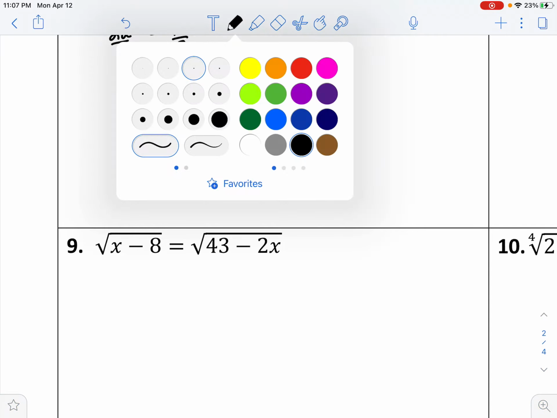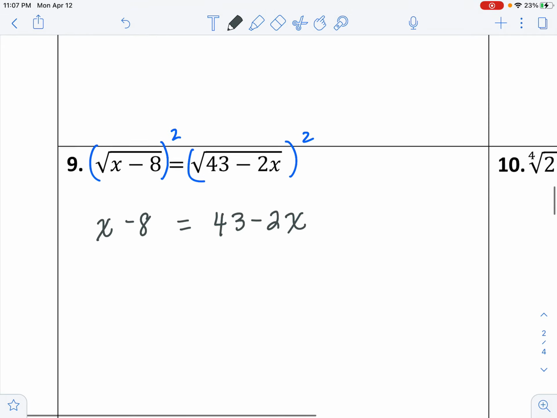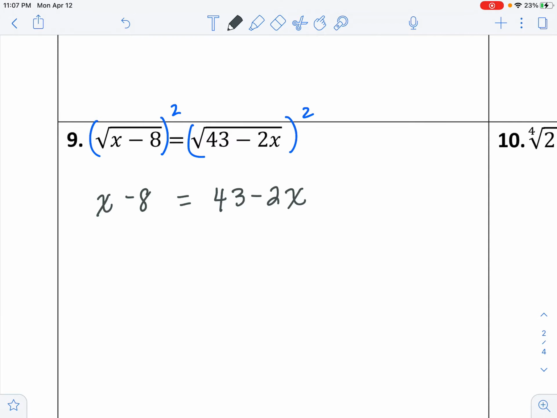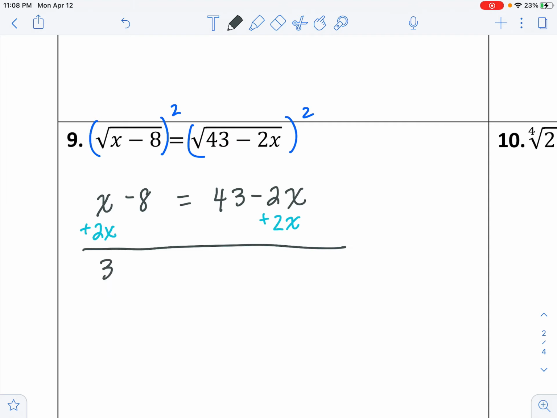So in number 9, we're going to raise both sides of our equation to the second power. The squaring and the square rooting undo each other. So we would just have on the left-hand side x minus 8, and on the right-hand side, 43 minus 2x. Then you want to get your variables on one side and your numbers on the other side. So I'm going to add 2x to both sides of my equation to get 3x minus 8 equals 43.